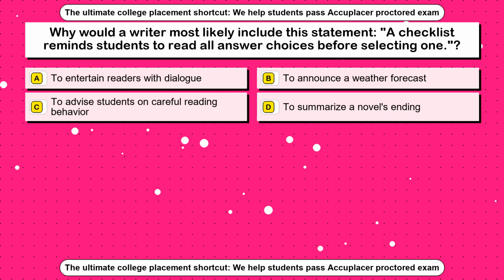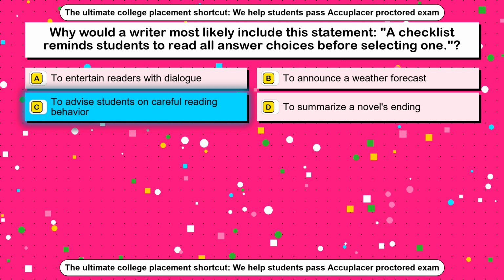Question 85. Why would a writer most likely include this statement? A checklist reminds students to read all answer choices before selecting one. Option A, to entertain readers with dialogue. Option B, to announce a weather forecast. Option C, to advise students on careful reading behavior. Option D, to summarize a novel's ending. The correct answer is option C, to advise students on careful reading behavior.